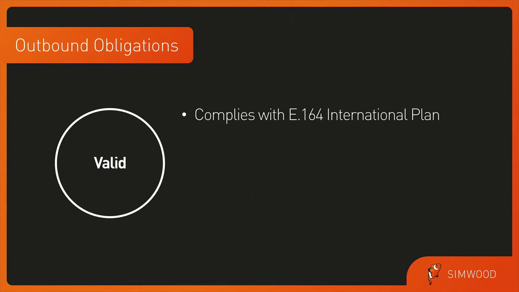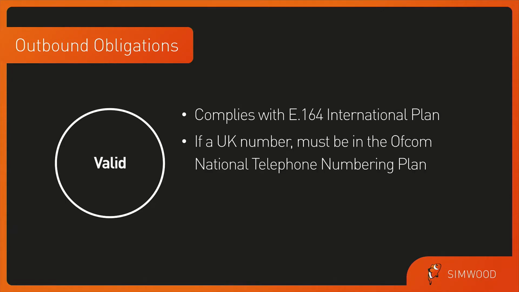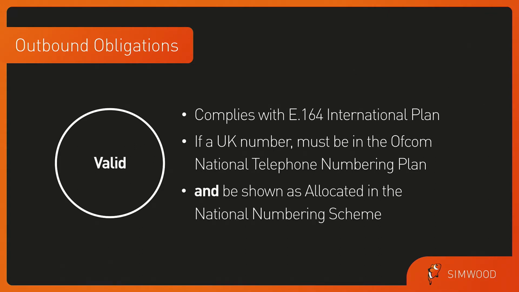And there are three criteria there: valid, dialable, and uniquely identifies the caller. So it must be valid. Well, what's valid? A valid number must comply with the E164 numbering plan, i.e. must be a full number, must be of an appropriate length. If it's a UK number, it must be in the National Telephone Numbering Plan. But not only that, it must be shown as allocated. So in theory, 016329884 might be a number, it's a valid range, etc. If that's not currently allocated to a CP, you should not present it as CLI.